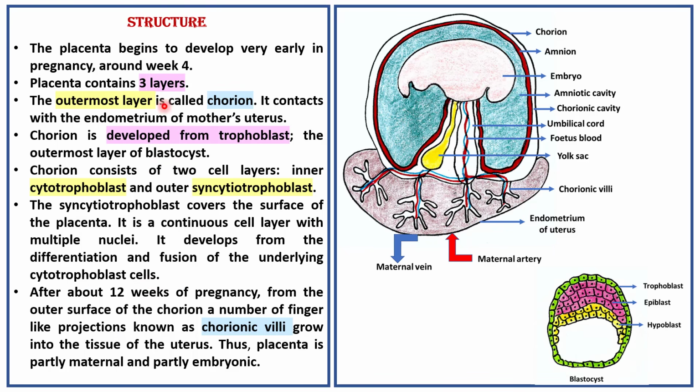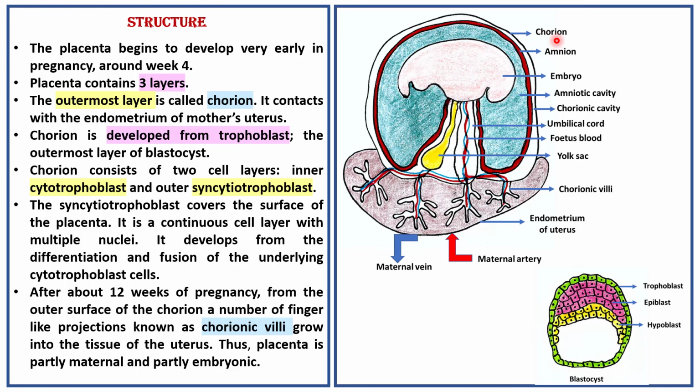Let's talk about structure of placenta. The placenta begins to develop very early in pregnancy, around week 4. Placenta contains 3 layers. The outermost layer is called chorion. It contacts with the endometrium of mother's uterus. Chorion is developed from trophoblast, the outermost layer of blastocyst.